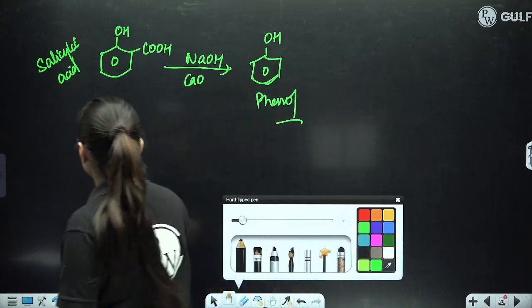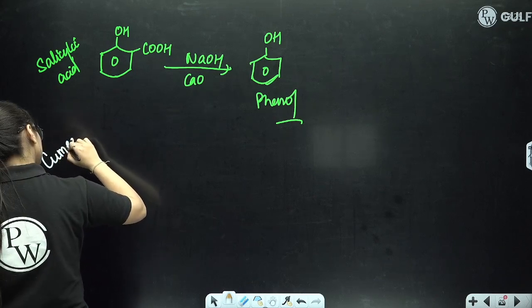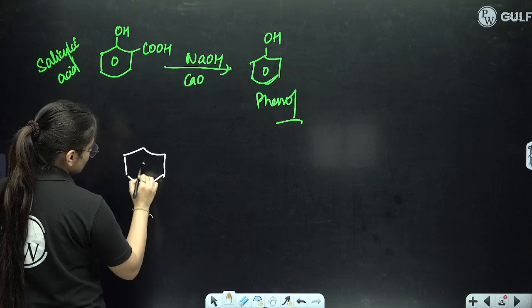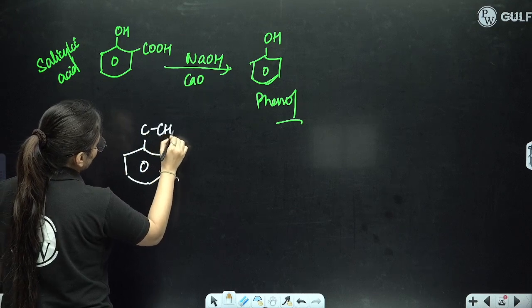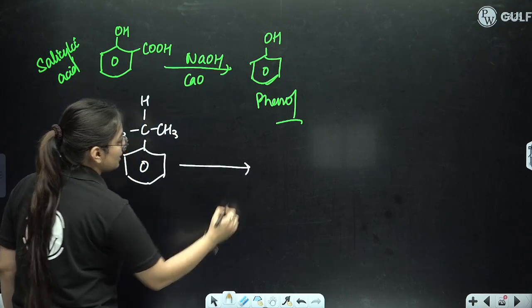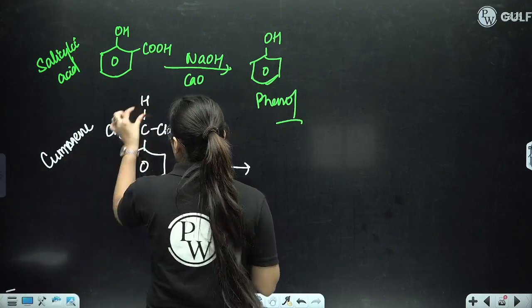Now comes the next method, that is from cumene. What is cumene? It is isopropyl benzene. Okay, this is cumene. Now what you have to do is oxidation first of all. You are adding O2 to this.